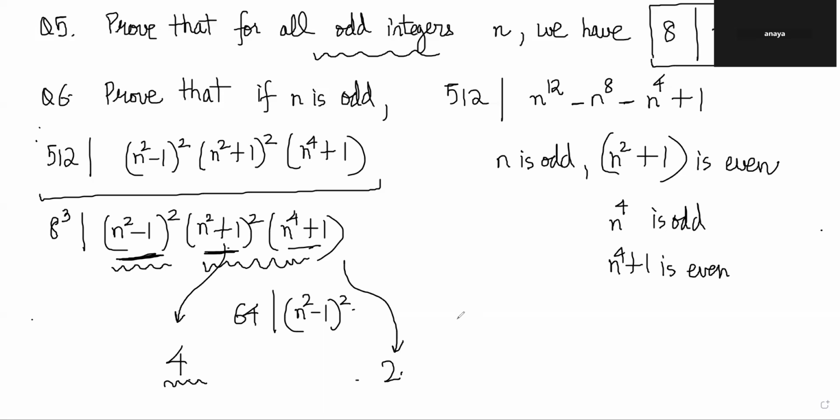Do you understand what we are saying? Yes, I understand. We already know 8 divides n square minus 1. That we already did, for n being odd, not in any other case. And we got 8 square from there. And another 8 we are getting because n square plus 1 and n power 4 plus 1 are both even.